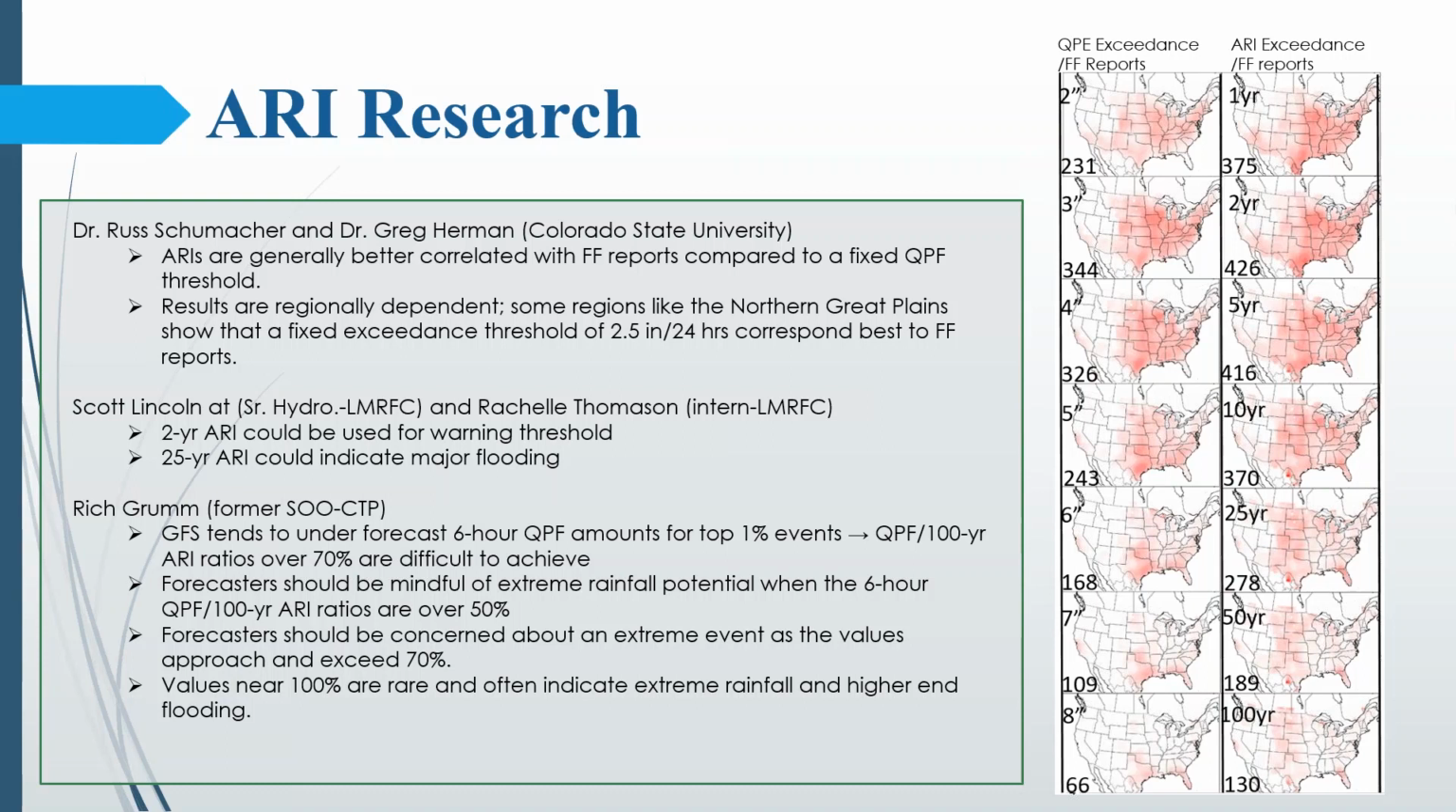So if you look at a QPF to ARI ratio, this is the 100-year ARI now, that the QPF to 100-year ARI ratio, when it hits about 70%, you should be in tune to the possibility of an extreme or top 1% event occurring. In here, our metric for an extreme event, we're using the 100-year.